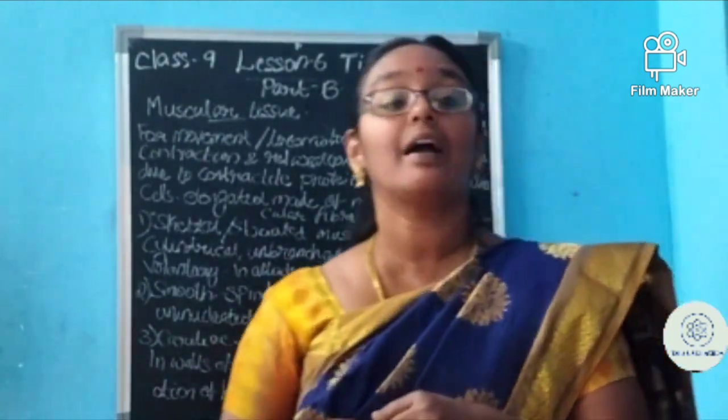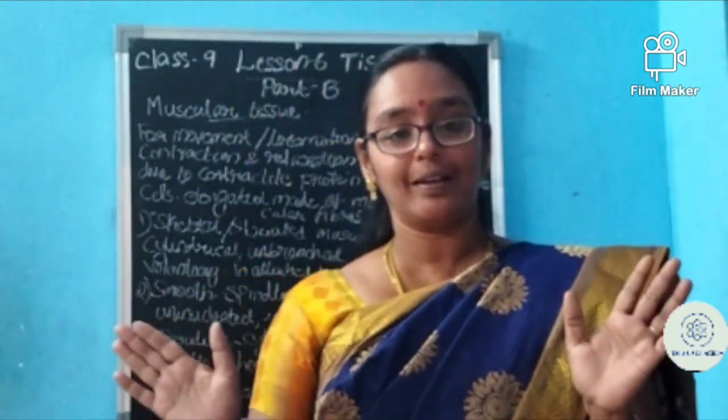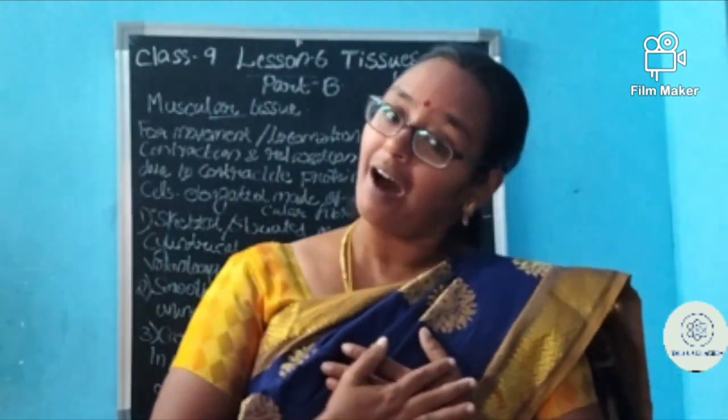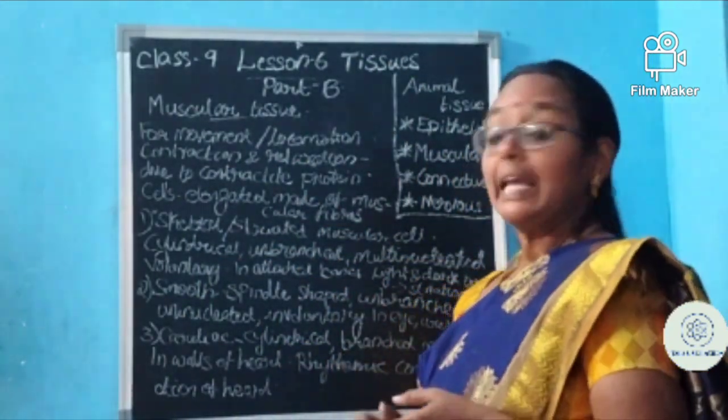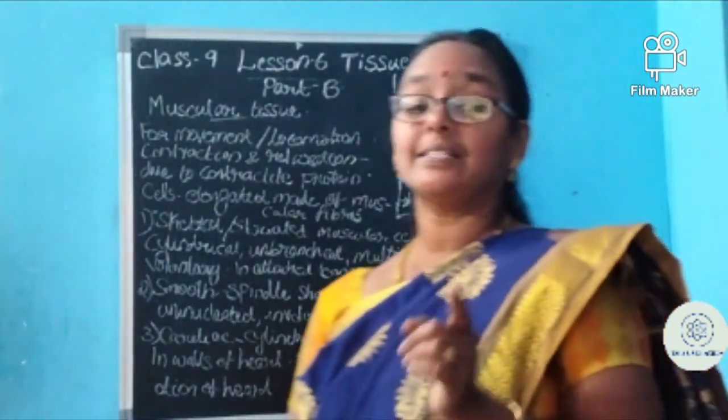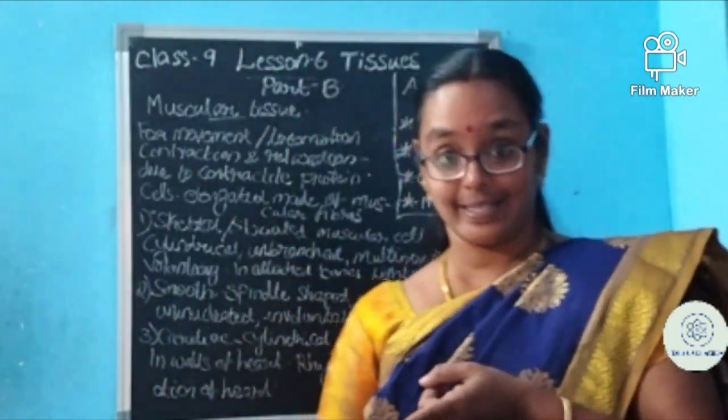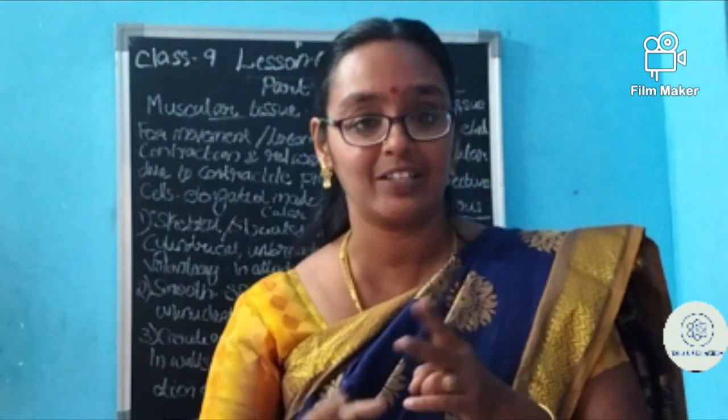Then the third one is cardiac. So nothing to worry. It is always in the heart. Okay, what are the specialties? It's also cylindrical in shape. It is branched. It is the only muscle type whose cells have branches.